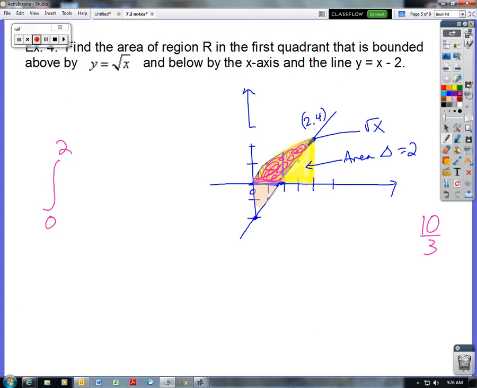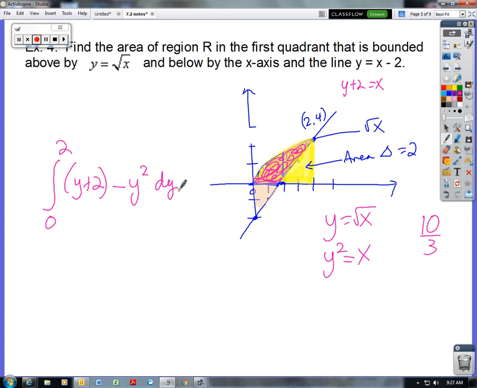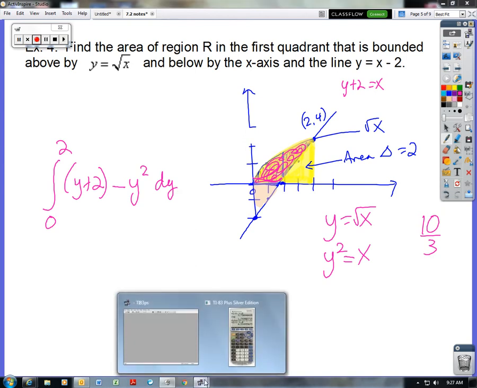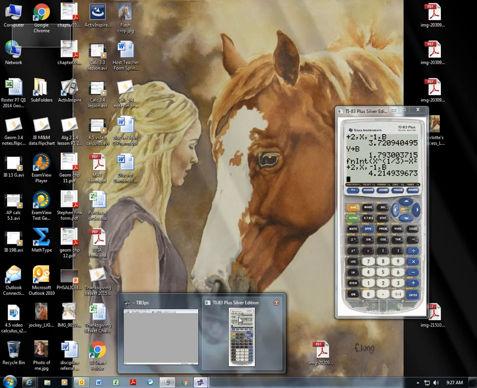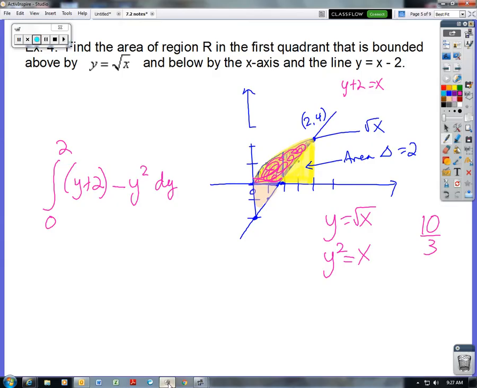We're going to do the right-hand equation, which is the line, but it needs to be in terms of y, so that means x is equal to y plus 2, minus the left-hand equation, which is y equals root x. That also has to be in terms of y, so that's x equals y squared, and then dy. We could do that easily enough by hand, but just to save time, I'll do it on the calculator.